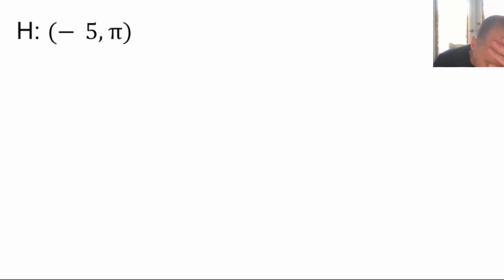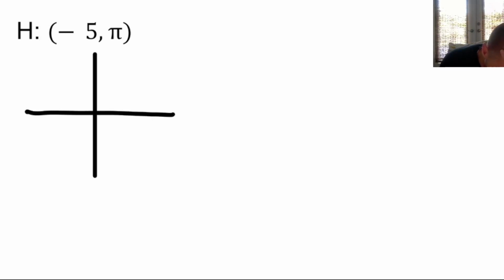Just make sure you're right. So h is negative 5 units along theta equals pi. Again, I think we can do this without going into the formulas. Theta equals pi is going off to the left there.